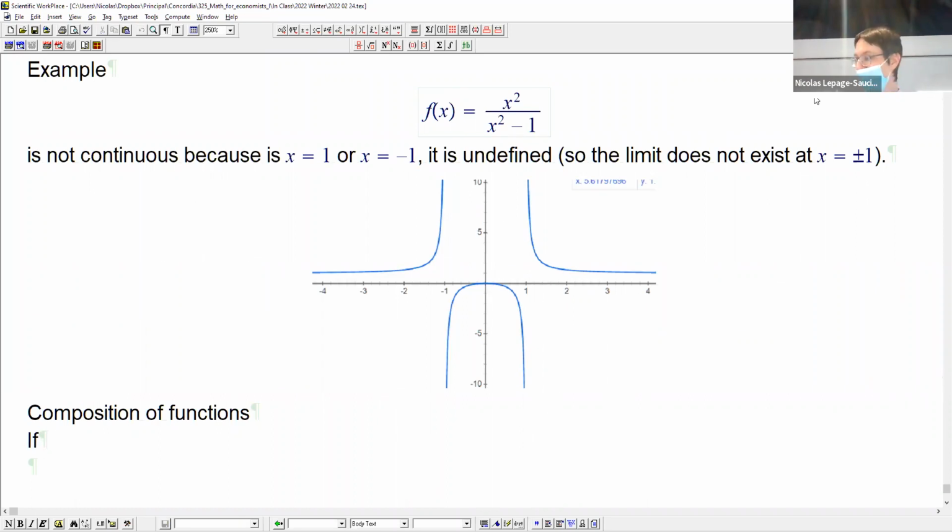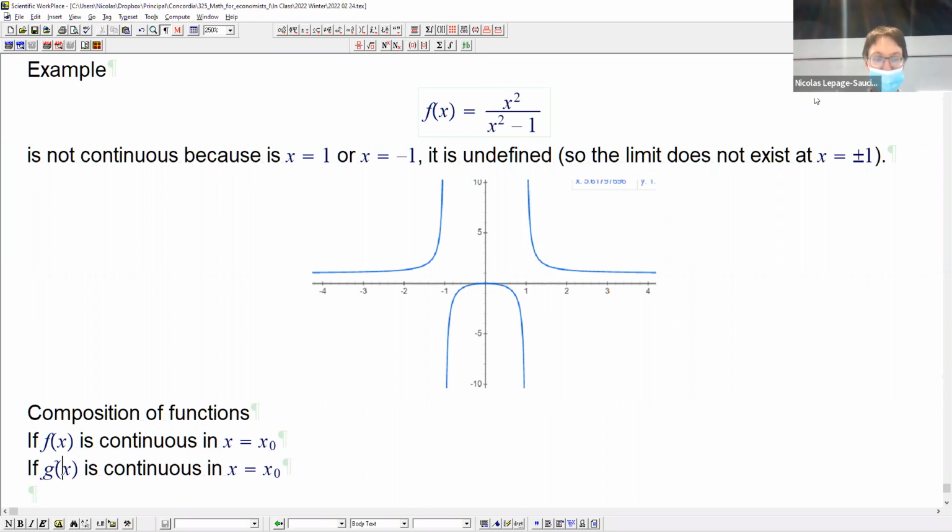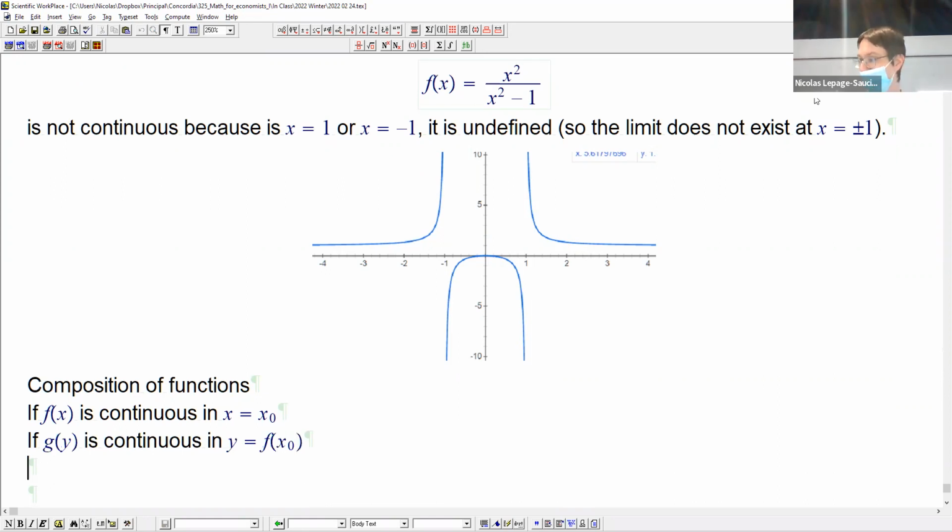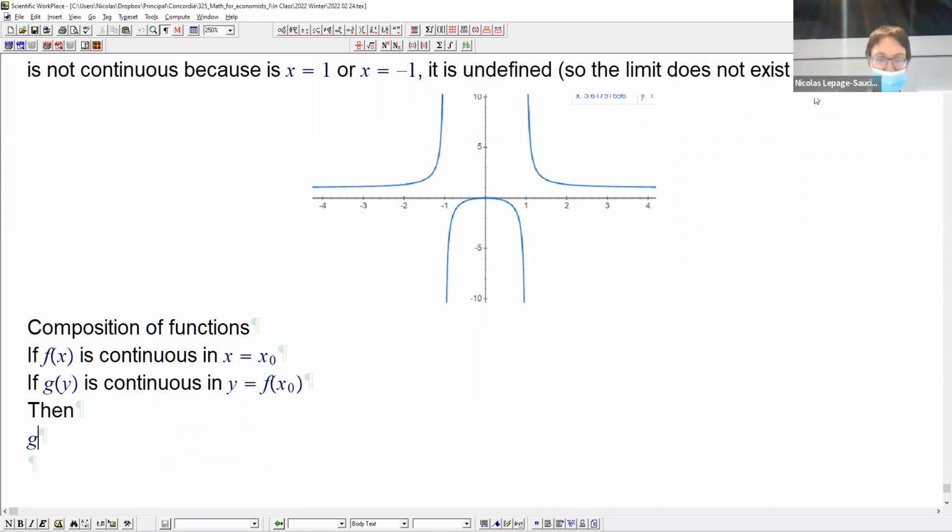So if f of x is continuous in x equals x0, and if g of y is continuous in y equals f of x0, then g of f of x is continuous in x0.